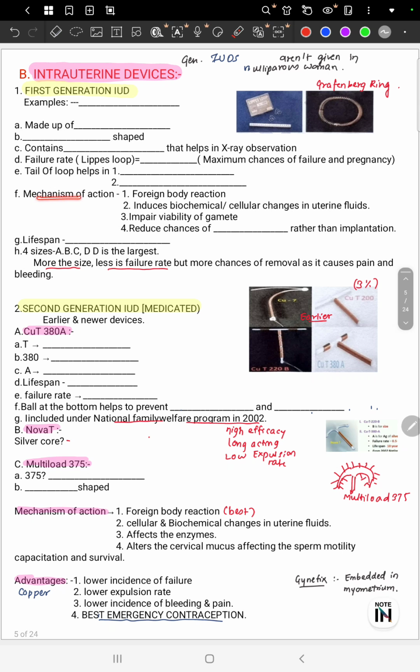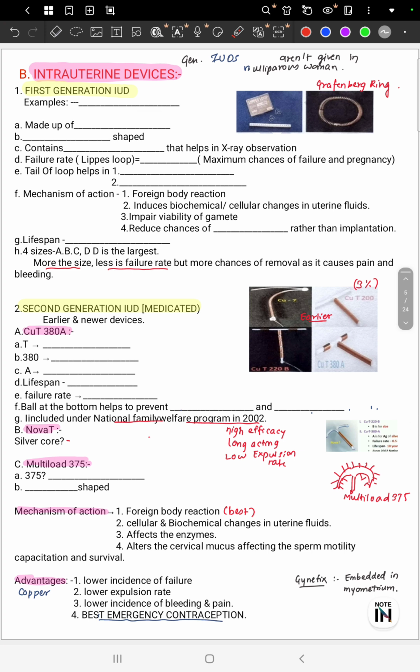The mechanism of action, foreign body reaction, induces biochemical or cellular changes in the uterine fluids, impairs the viability of gamete, and very important is that it reduces the chances of fertilization and not implantation. The chances of implantation are reduced in OC pills, while in intrauterine devices the chances of fertilization are reduced. What is the lifespan? It can be used as long as there are no adverse effects or side effects. So ये एक important advantage होता है लिपेज लूप का.